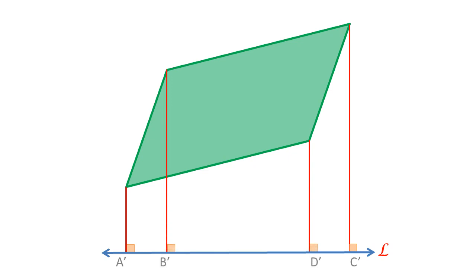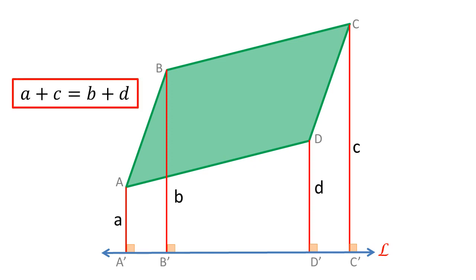In the figure shown, the distances from the consecutive vertices A, B, C, and D of the parallelogram ABCD to the straight line L are respectively a, b, c, and d. Then the property says that a plus c is equal to b plus d. We are going to present two methods to demonstrate this property. Let's see the first method.